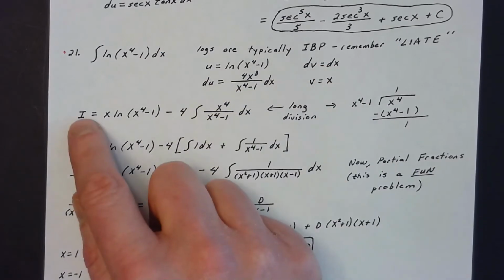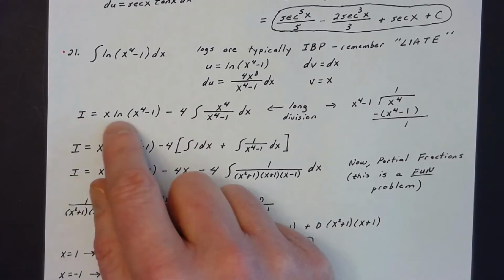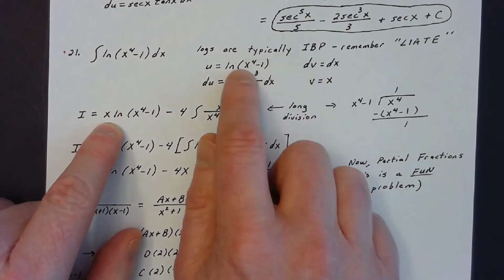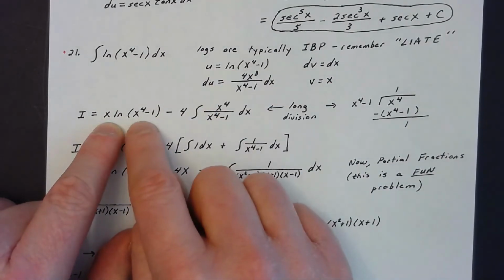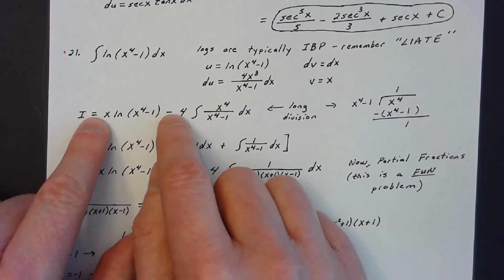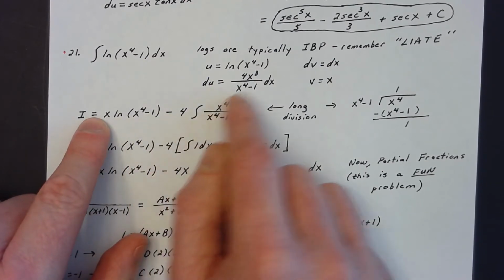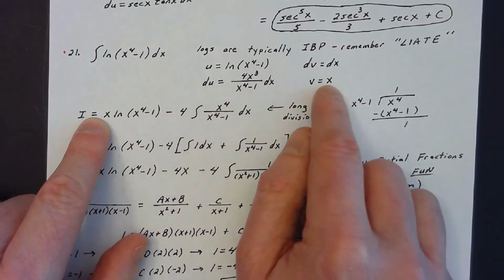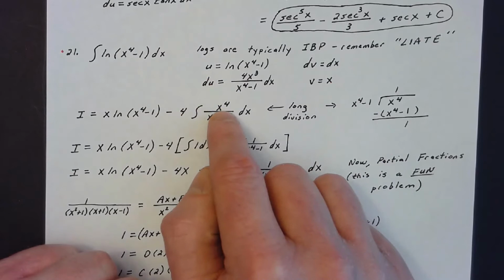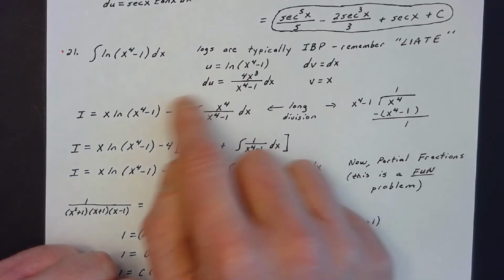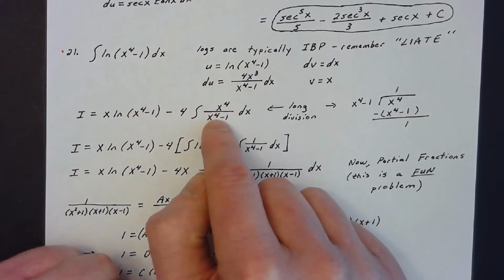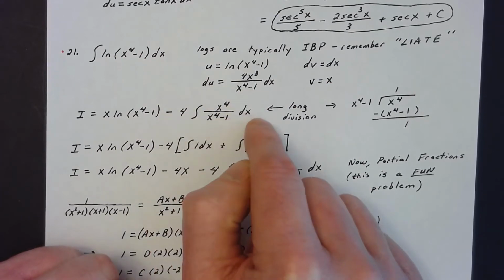So now I come down here and I say, well, my original integrand then is equal to u times v. So I said x times the natural log of x to the fourth plus 1. Now keep in mind, that part's done. Minus the integral of v du. Well, v times du, that's going to give me x times 4x cubed is 4x to the fourth. I went ahead and factored that 4 out front. And then we have x to the fourth plus 1 in the denominator with respect to x.